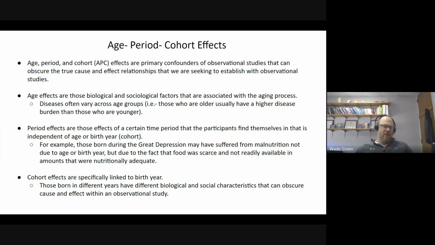There can obviously be cohort effects specifically linked to birth year, right? So those born in different years have different biological and sociological characteristics that can obscure cause and effect within a study. So for example, let's say that we wanted to take a survey of the overall college experience of students that were in college between the years of, let's say, 2020 and 2026. We know that because of COVID and a lot of the shutdowns in 2020, many classes were moved online, students were sent home, and so many of them did not have the traditional college experience that many of us either had or are having now, right? So that is an example of a cohort effect that's linked to birth year. Generally speaking, age effects and period effects are a lot more common.